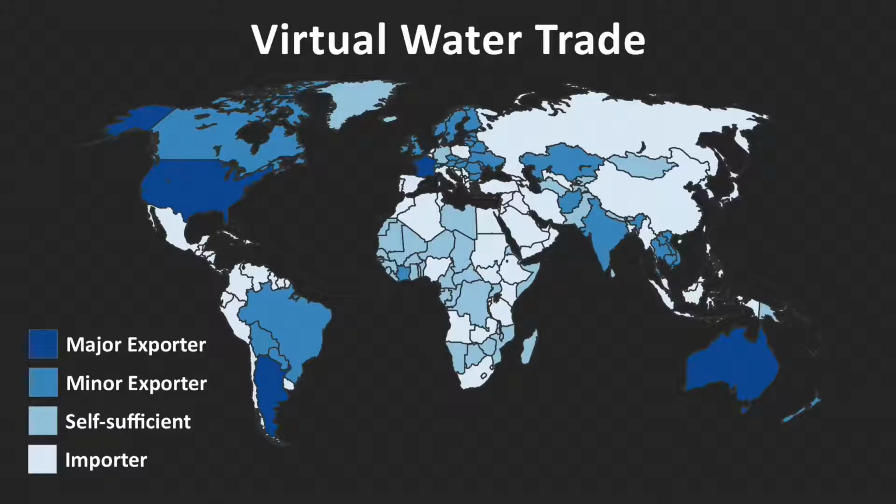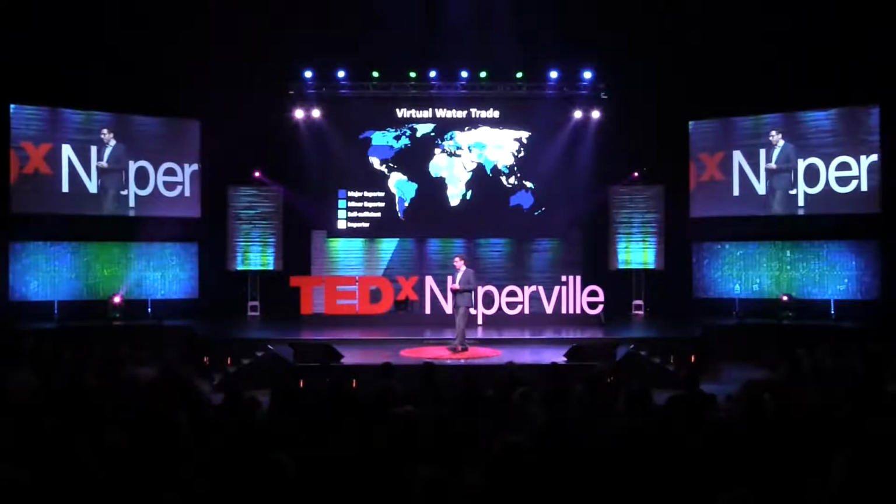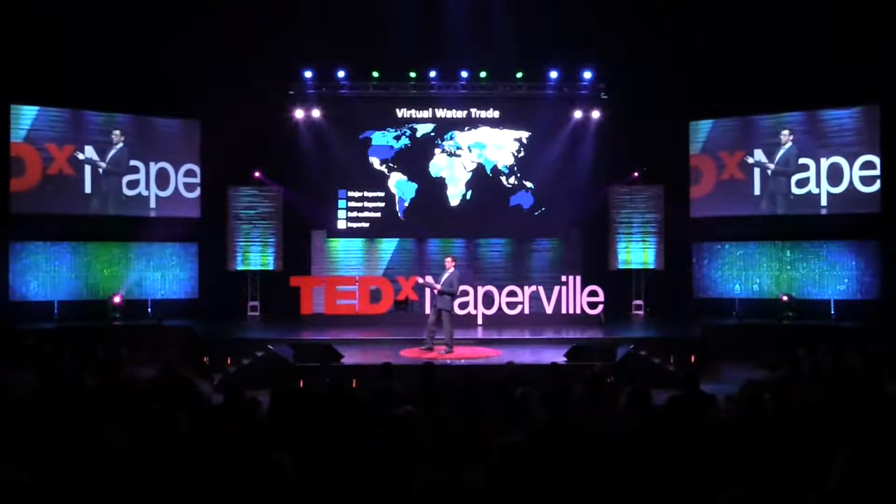Let me give you an example of how this plays out. There's a company based in Saudi Arabia called Al-Marai. Now, you may not have heard of it, but this is the largest vertically integrated dairy company in the world. Al-Marai is Arabic for the pasture. And in this case, the pasture is not in Saudi Arabia.